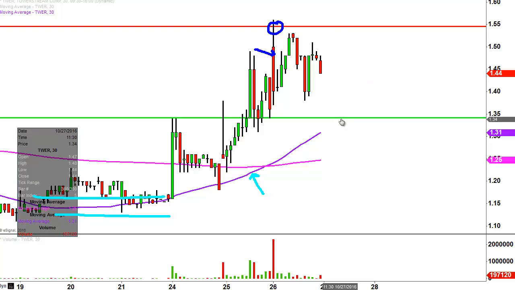But ideally speaking, you want to see the price stay up above $1.35. And so far, so good. Heck, it hasn't even been tested yet. So that's where things currently stand right now. Again, channel pattern in a bullish uptrend.